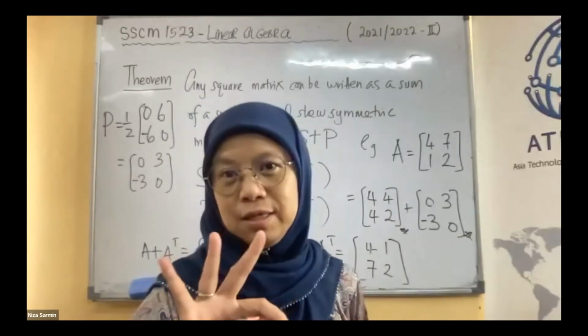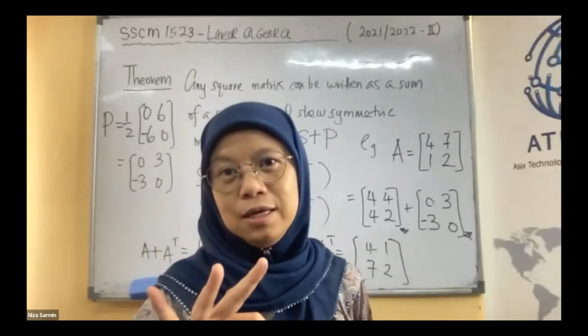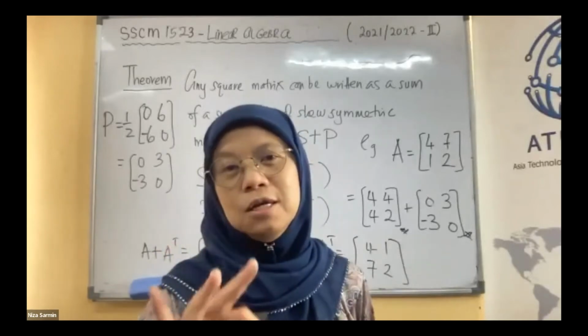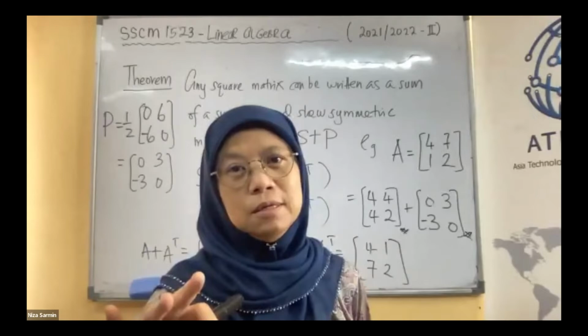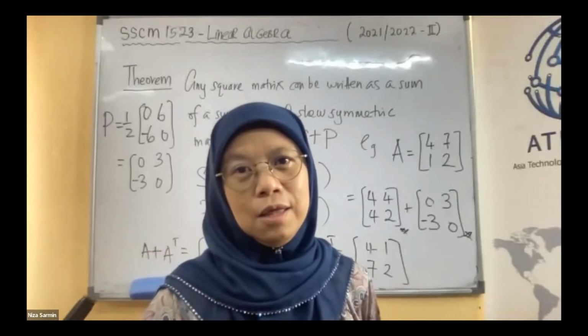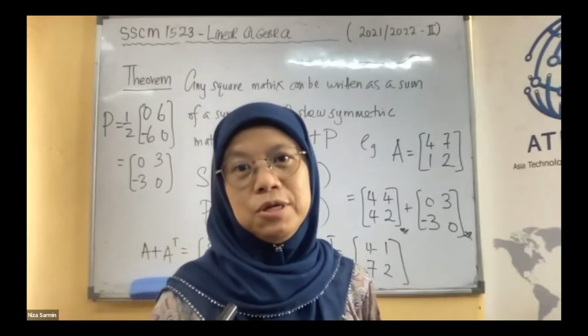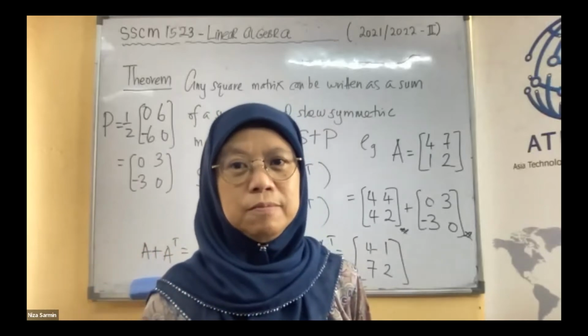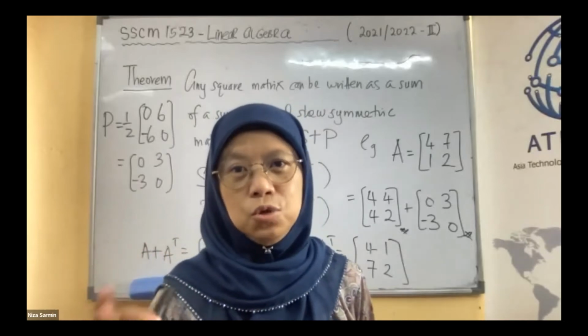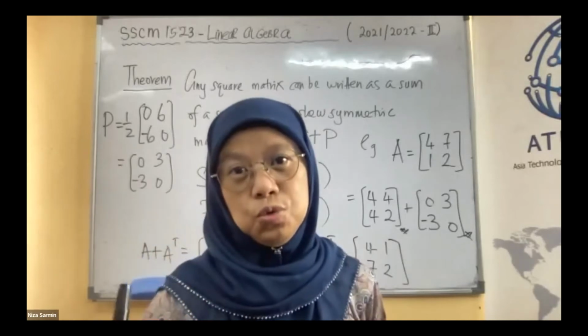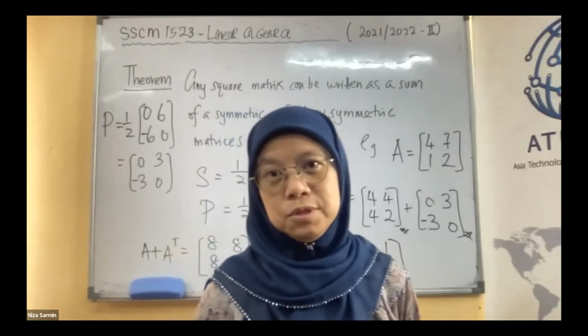So we have to prove 3 things. That really, by the formula, S plus P is A, and then that S and that P are really symmetric and skew symmetric. Okay, this is what you have to learn and get used to proving theorems. All right.